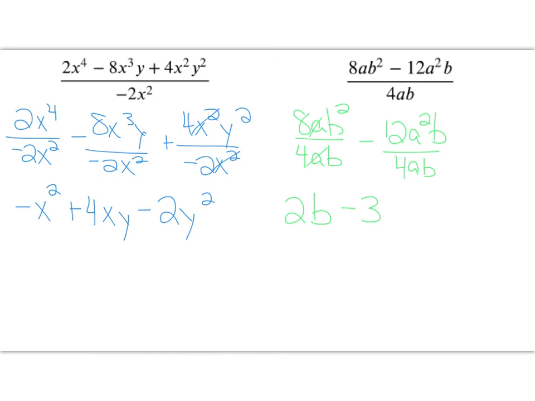A squared divided by a, that's the same base. Subtract the exponents. 2 minus 1 is just 1, so that's just a. And then b over b simplifies to 1. So that division problem, when I divided that polynomial by the monomial 4ab, I was left with 2b minus 3a.